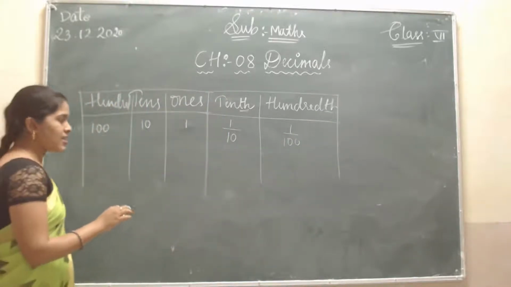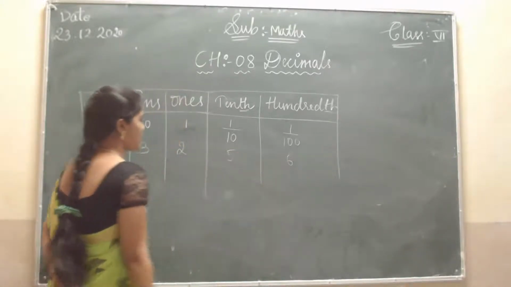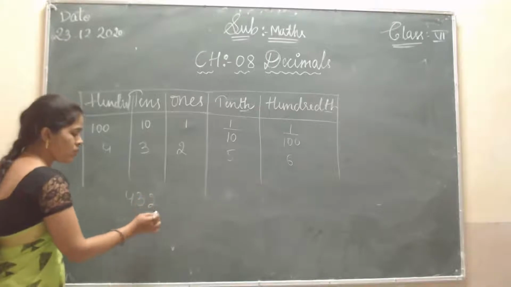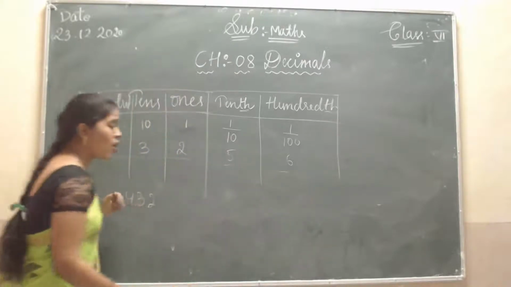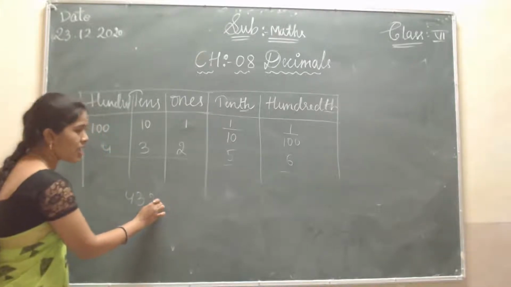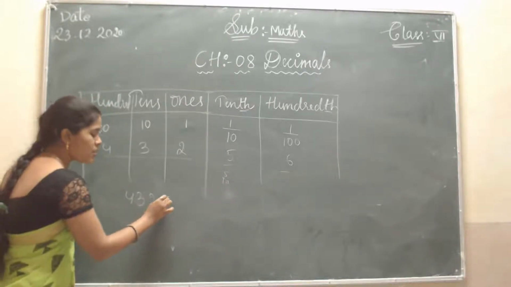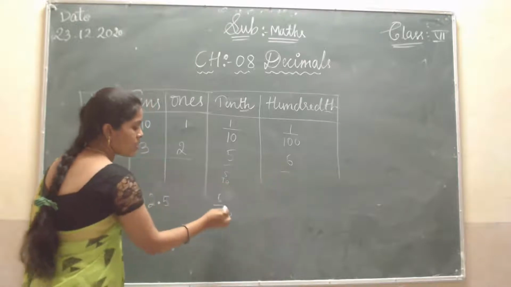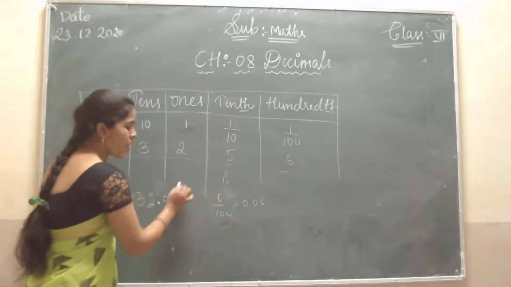For example, take any number, 2, 3, 4, 5, 6. How can we write this? Ones, tens, hundreds, up to this we know how to write. For tenths and hundredths, how can we write? 1 by 10 means 0.1, so 5 by 10 means 0.5. The point is already there, so we write 5. Next, 6 by 100 is 0.06. We are converting fraction to decimal.